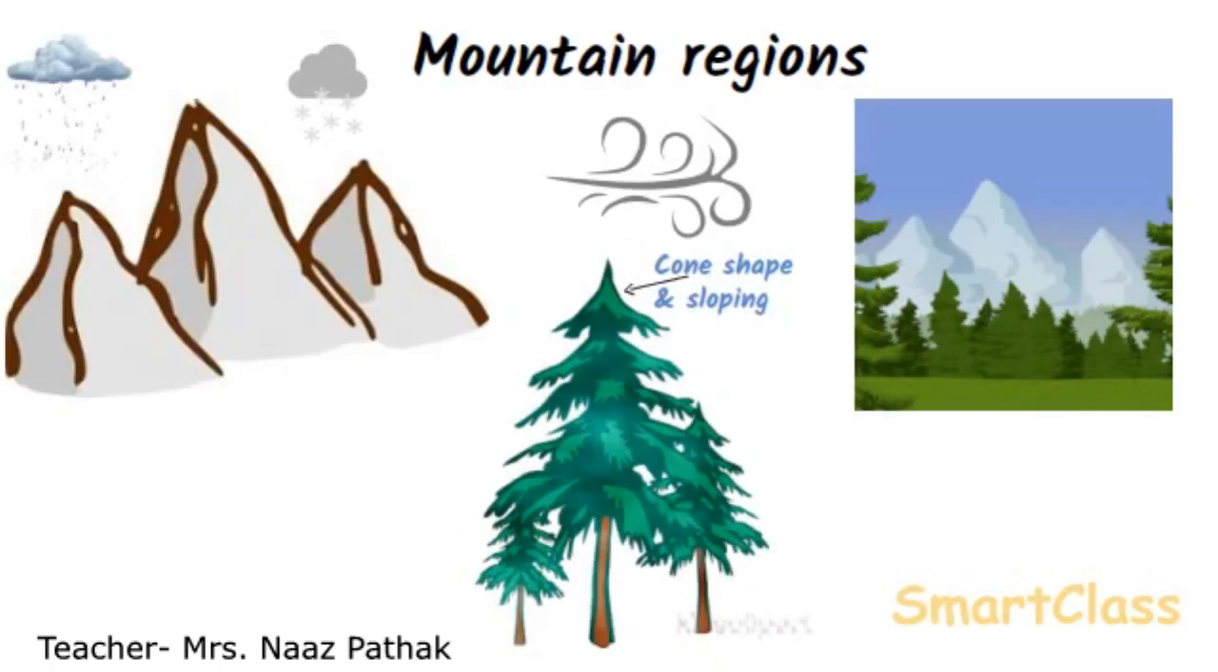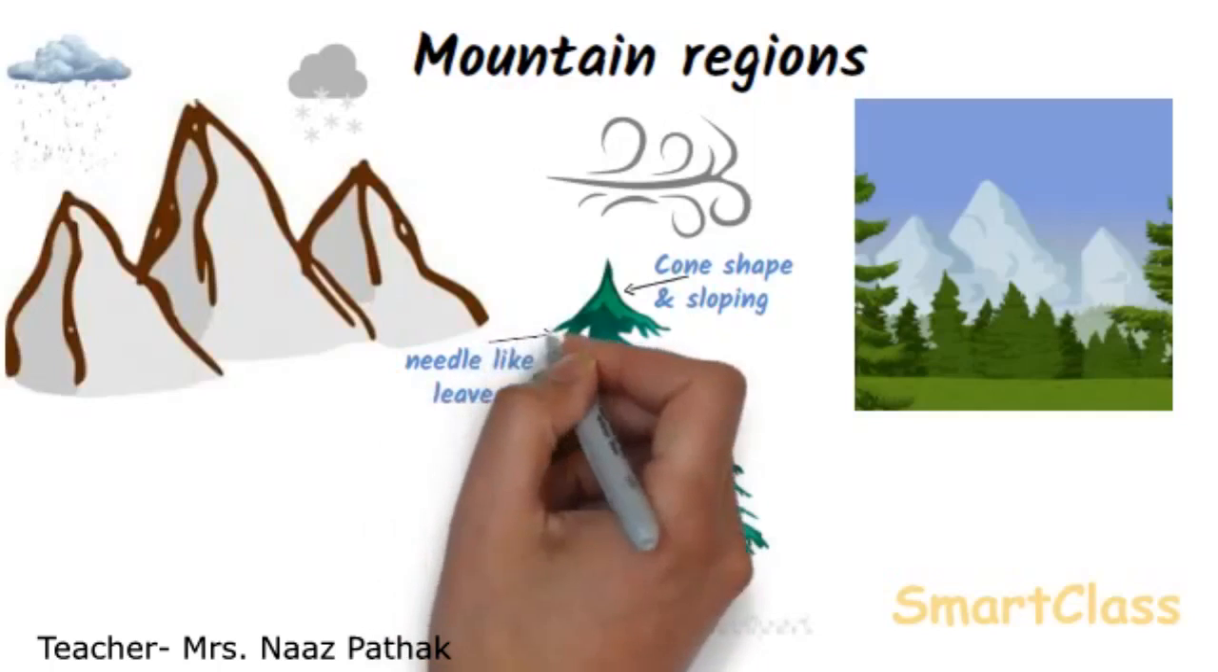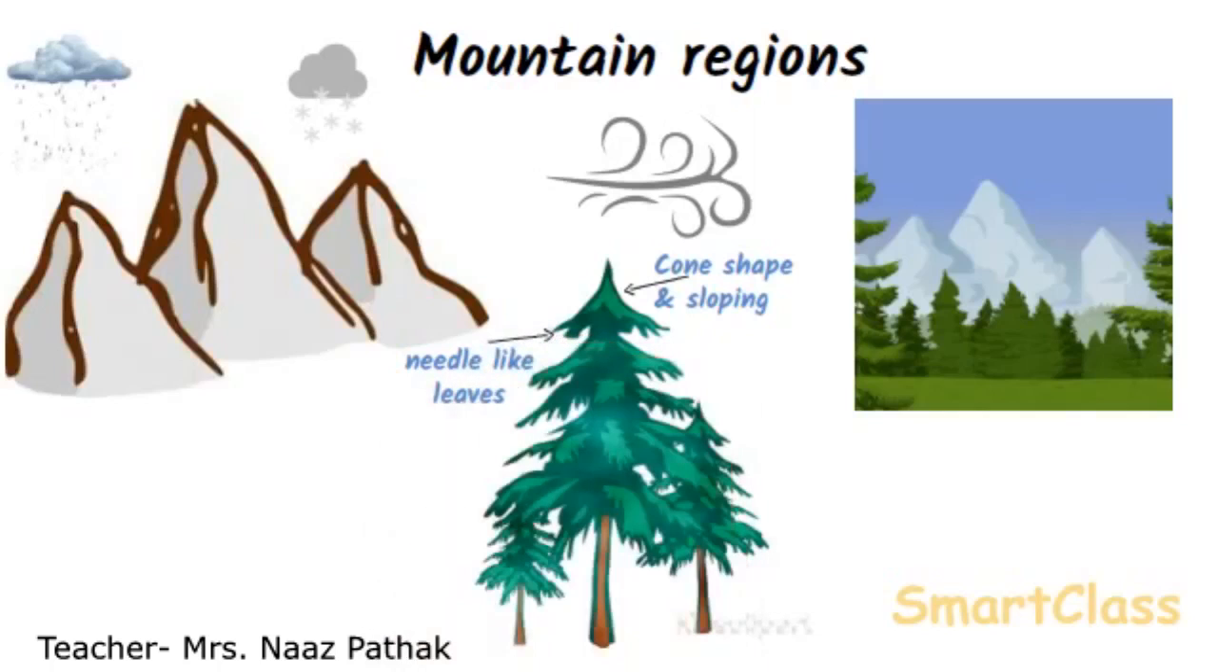Many mountain trees have small needle-like leaves, due to which these leaves lose very little water in windy conditions. This helps mountain trees to survive in winter when all the soil water is frozen in the form of ice and not available to the roots. The needle-like leaves have cuticles to reduce loss of water through transpiration and to protect them from damage by rain and snow.